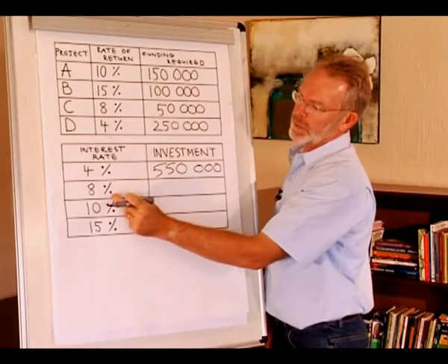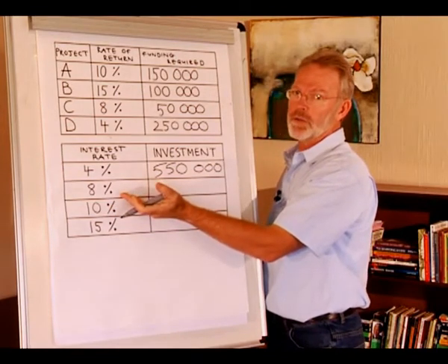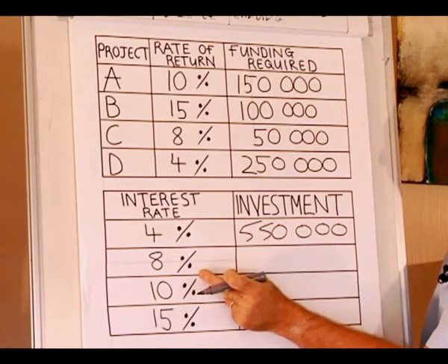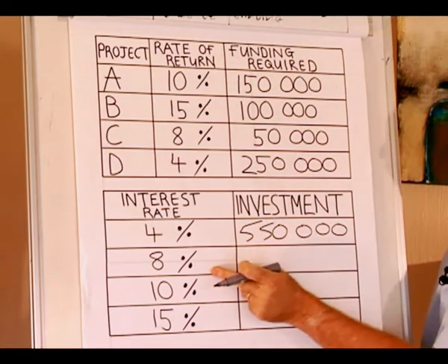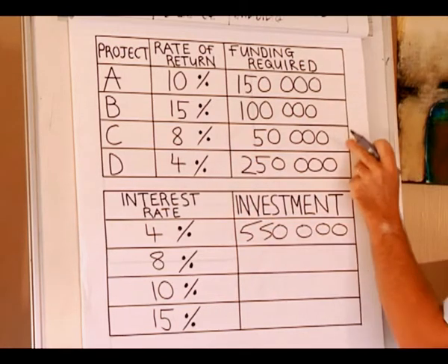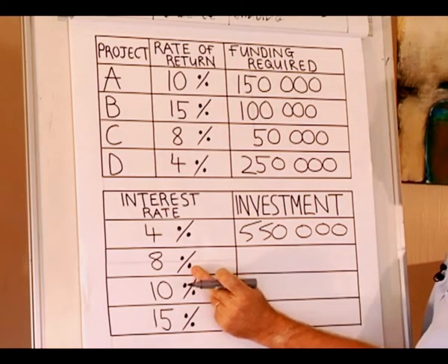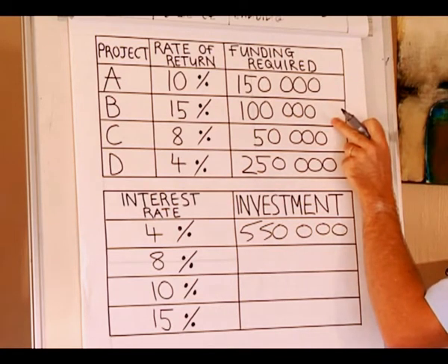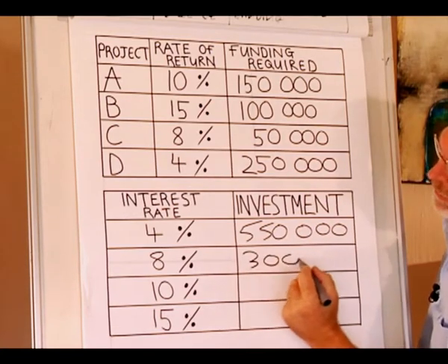At an interest rate of 8%, in other words, now it costs us 8% to borrow the funds. We can see project D is not viable. It costs us 8% to borrow the funds, but the expected rate of return is only 4%. It costs us more than what we expect in return. But projects A, B, and C are viable. So at an interest rate of 8%, the expected investment will be 150,000, plus 100,000, that's 250, plus another 50, that is 300,000.